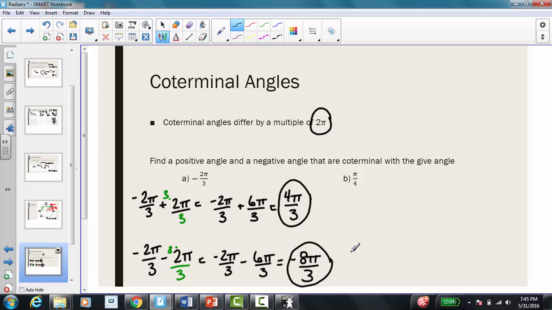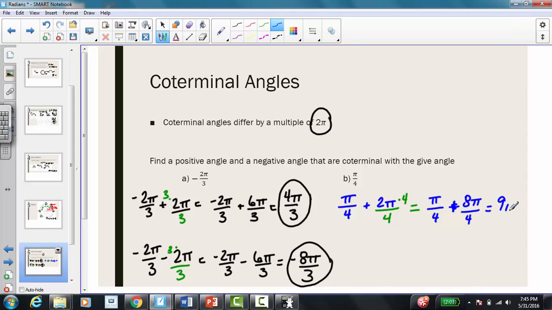Looking at this next example, we have pi over 4. Again, to find the positive coterminal angle, we're going to add 2 pi. In this case, I need to multiply both the denominator and the numerator by 4 in order to get the common denominator to be able to add my two fractions. So I'm going to get pi over 4 plus 8 pi over 4 equals 9 pi over 4.